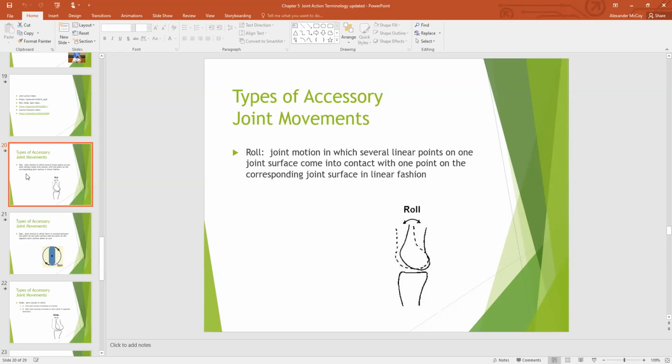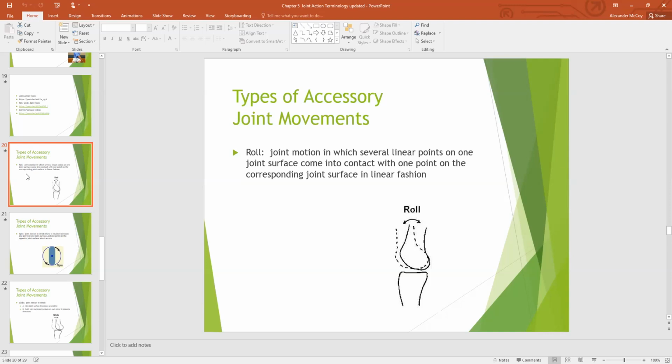Cool, you ready? All right, so types of accessory movement. If you remember, physiological movements were the ones that we could really see, like flexion and extension of the arm. Yeah, we can see that. It's those big, beautiful movements. Well, accessory movements are just like an accessory to an outfit. It helps pull and tie the outfit together, but with the accessory joint movement, it helps this joint physiological movement happen and happen appropriately. And it doesn't just happen on its own.